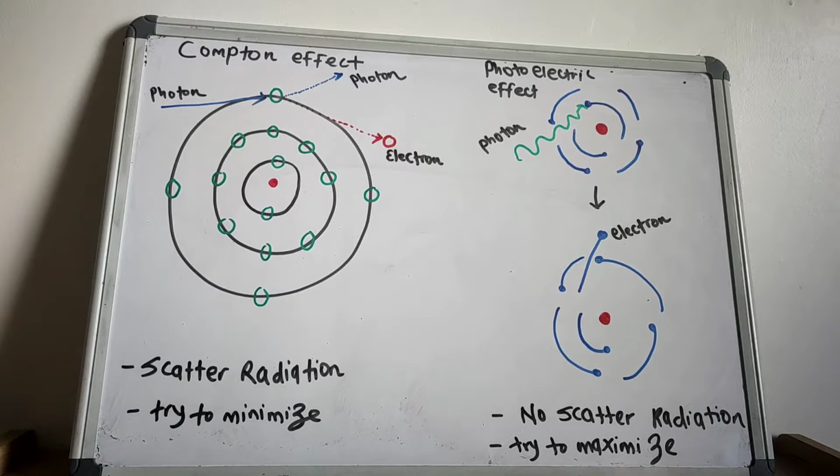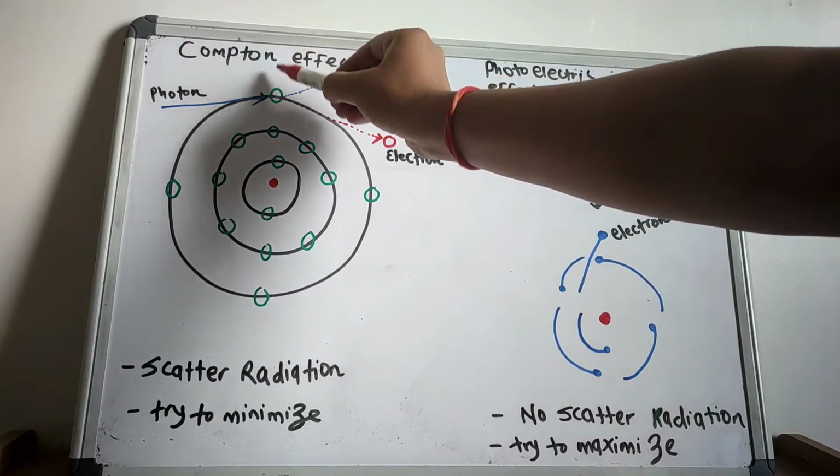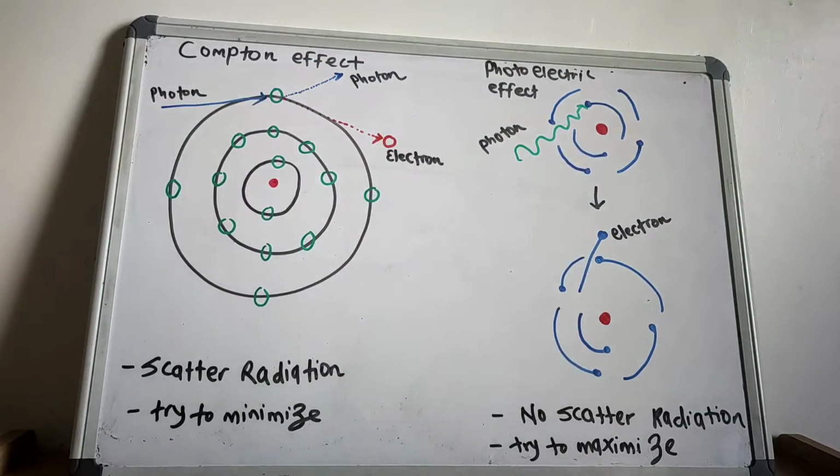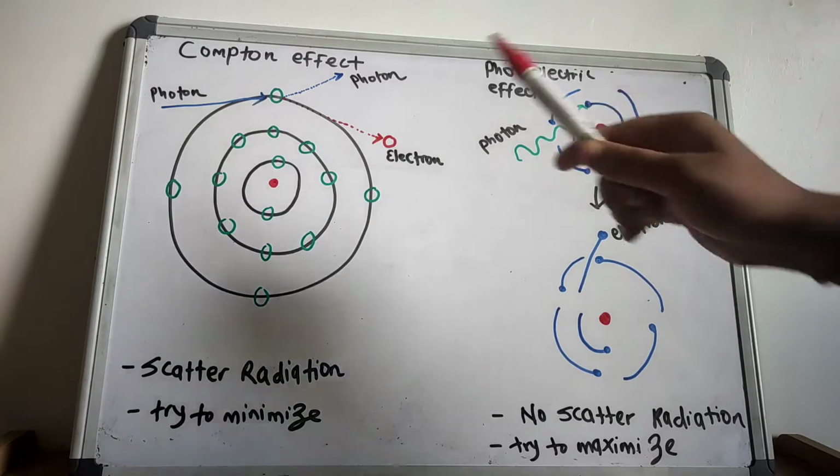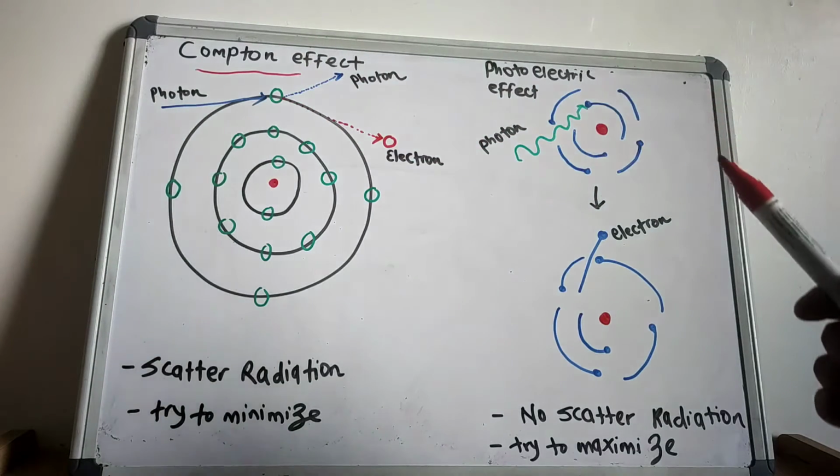Now let us discuss the interaction of X-rays with the matter in the human body. What happens in the patient's body when an X-ray beam enters our body? There are ways in which the X-ray beam interacts with the patient's body when it enters. The various interactions are the Compton effect and the photoelectric effect. These are the two effects that occur inside the human body. So let us discuss the Compton effect.